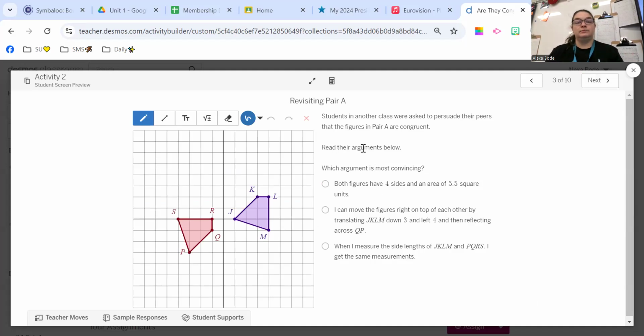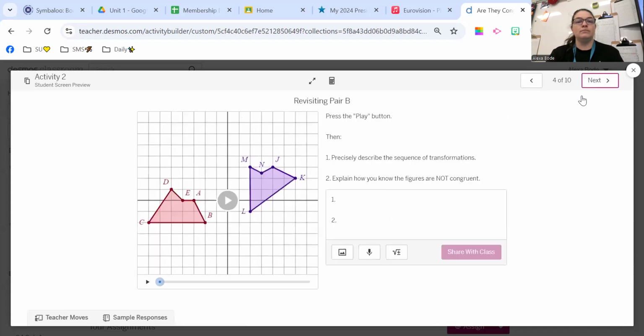Here, another student says that this pair is congruent. Which of these arguments is the most convincing? So while all 3 of these statements are true statements, which one is a more convincing argument as to why they are congruent? This one here, revisiting pair B, it's going to do some transformations.